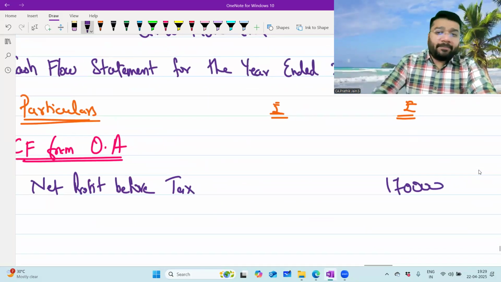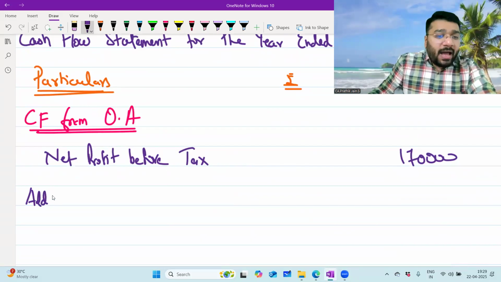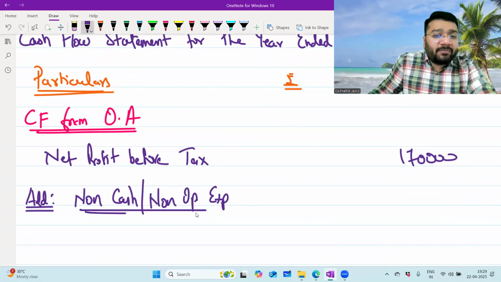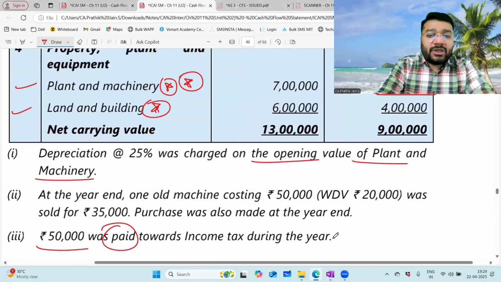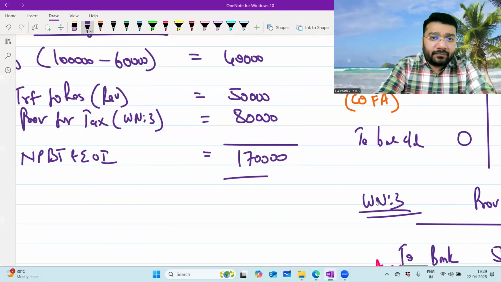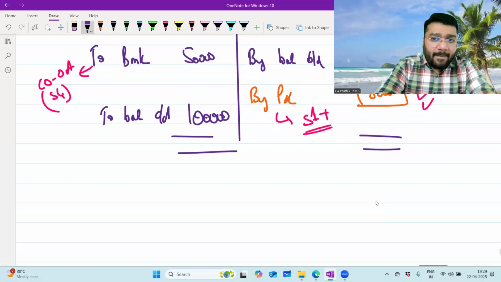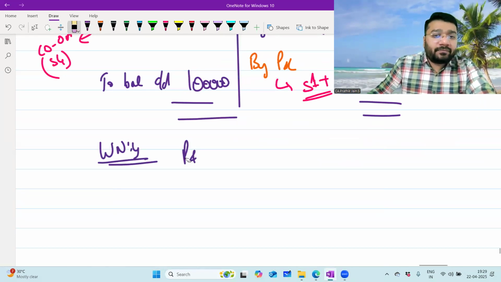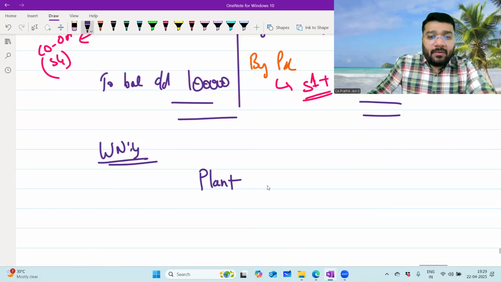Next is segment 2. Segment 2 is what? Add non-cash and non-operating expenses and less non-cash and non-operating income. So add non-cash and non-operating items which are expense in nature. Now for this I have to prepare the plant and machinery, land and building account. Open it. Working note number 4, plant and machinery account. Correct, no?